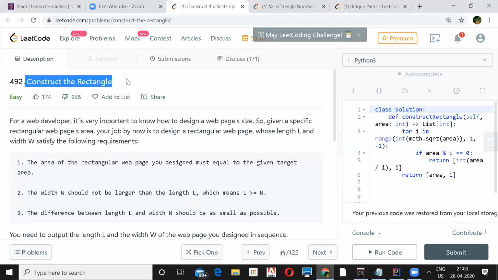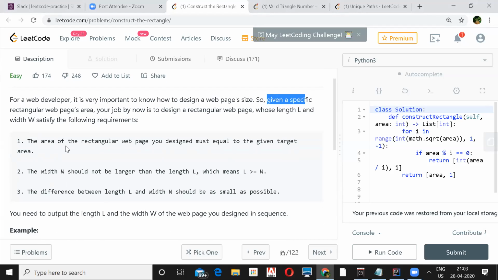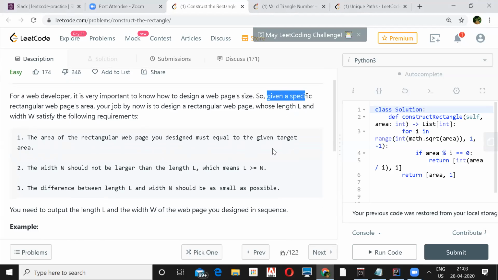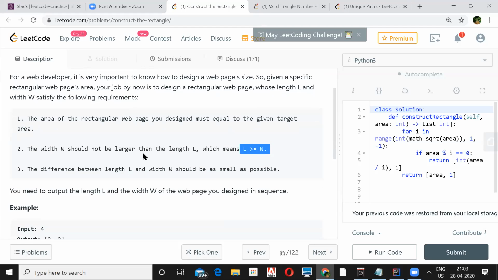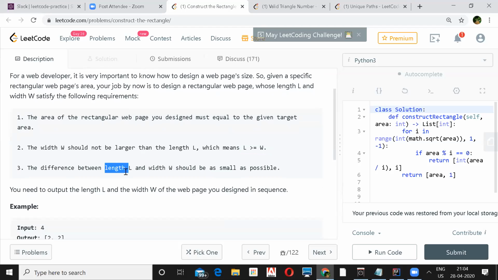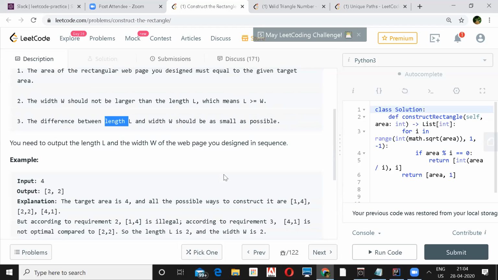So the first question is that we need to construct the rectangle for a web developer. It's very important to know how to design a web page size. We are given a specific rectangular web page area. Our job is to design a rectangular web page whose length is L and width is W, and it must satisfy the following three conditions. The area of the rectangle page must be equal to the given target area. Secondly, the length must be greater than or equal to the width. And the difference between the length and width should be as small as possible.